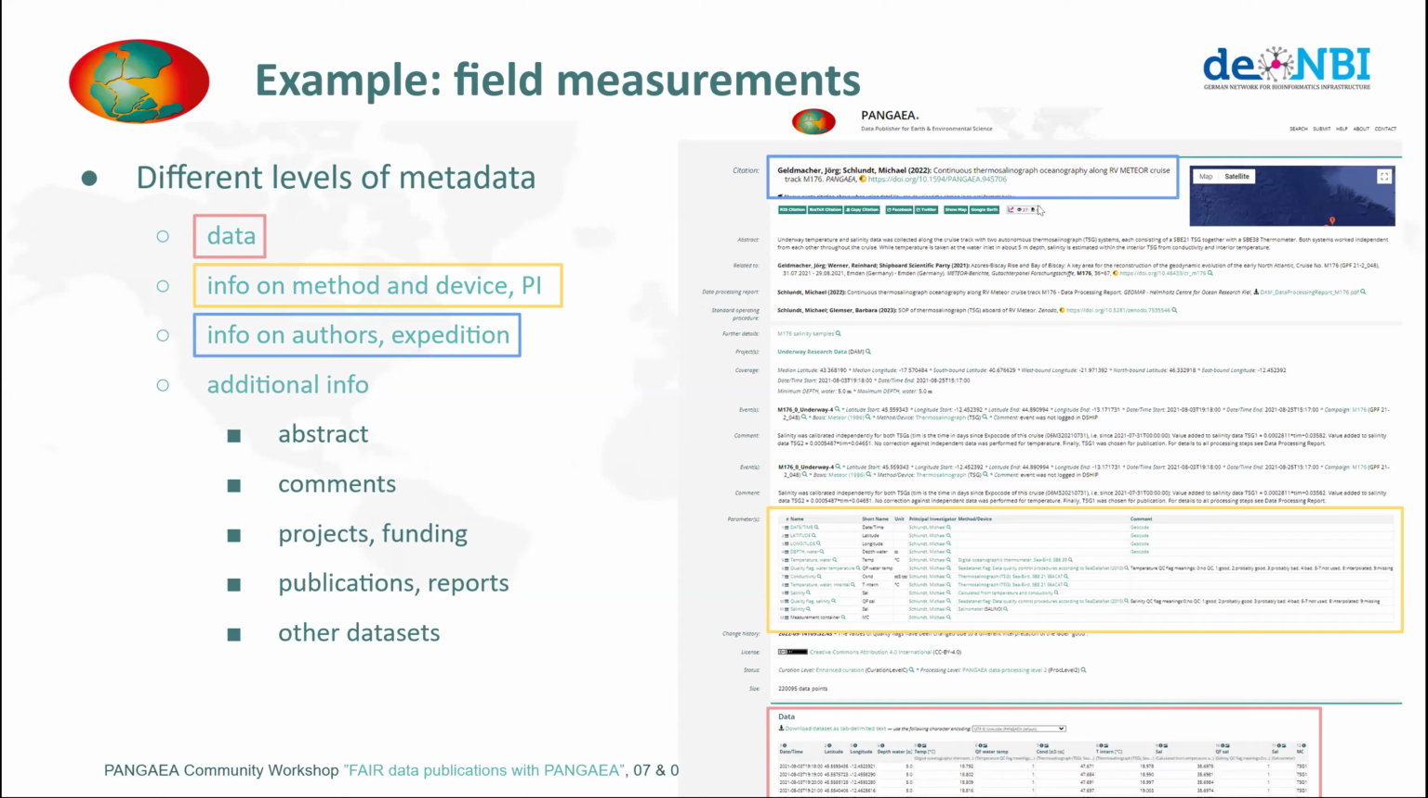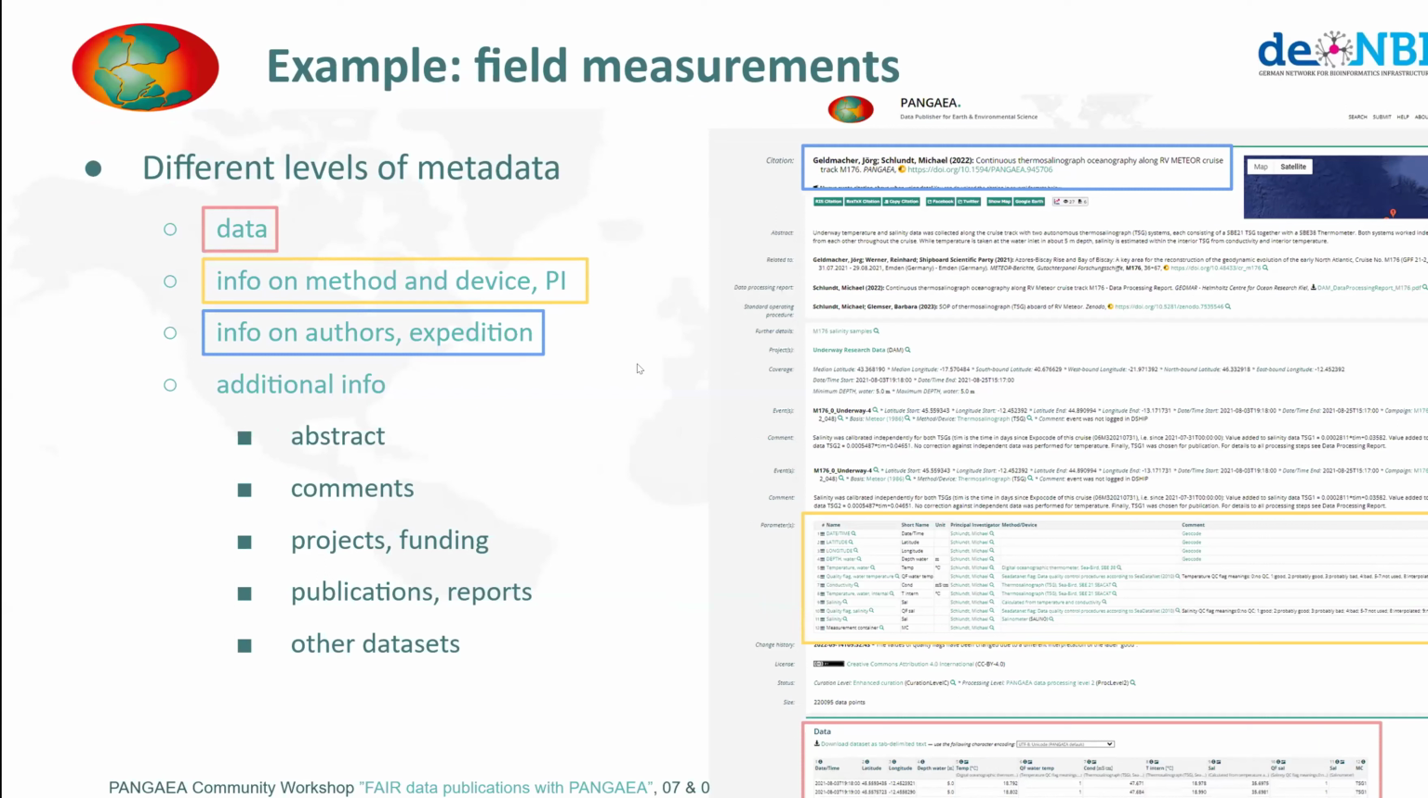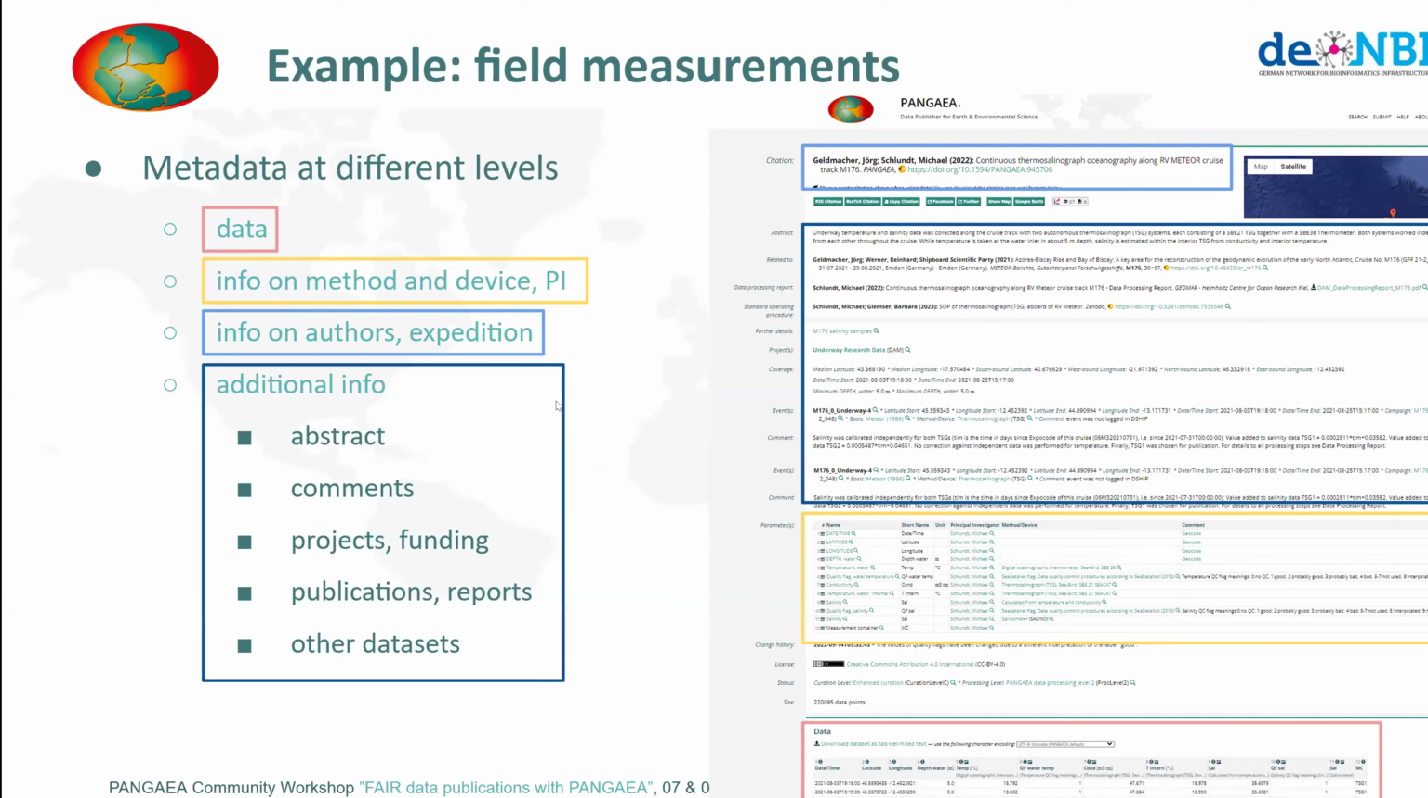Then on the top, you have the citation that provides the information about the authors and the title, for example, which expedition this data comes from. And then we have a whole bunch of additional information that depends on what kind of data you have. But always, for each data set, we collect an abstract, which provides the description. Then it's also optional to have some additional comment on top of the abstract. Then you can have metadata about funding, projects that this data was created within, and all kinds of references: publications, reports, and links to other related data sets.